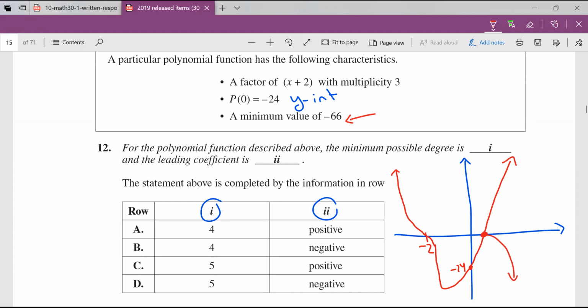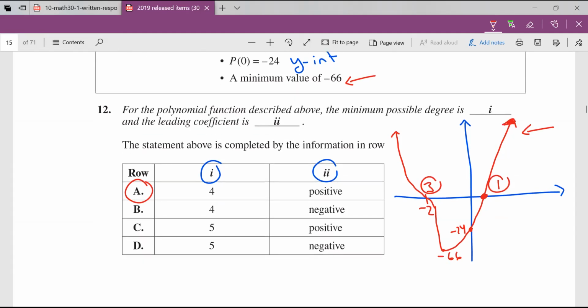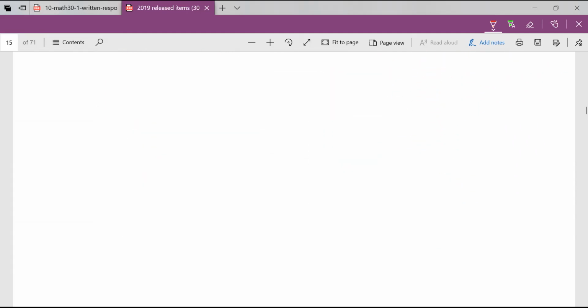I'm not going to do that because then that would be a multiplicity of 2, which wouldn't give me a minimum degree. So what I'm going to say is I can draw this exact graph with this down here at negative 66. Multiplicity 3, multiplicity 1. So degree 4. And the leading coefficient's positive because my graph ends going up. Answer A. I would just say to myself, could I draw that thing? I can draw it with degree 4. So I know it's degree 4. Okay. And there's how I'm going to do that thing. That's a sneaky question.